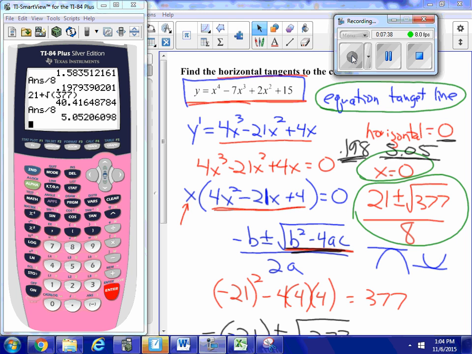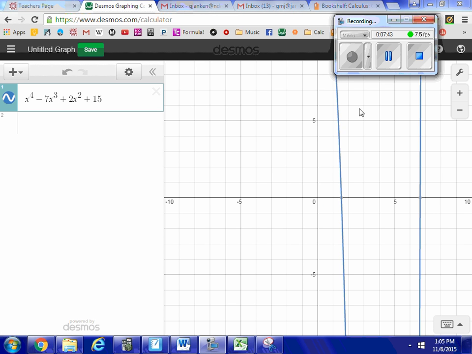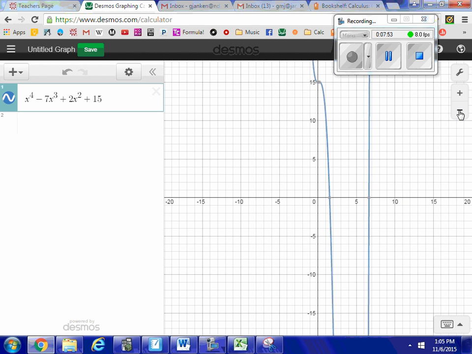Well, I'm going to try graphing this. I'm not going to do it on the TI. I'm going to do it on my Desmos calculator. And when I first plug it in, this is what I get. I get this function right here, but I can't really see very much of it. So I'm going to try zooming out a little bit and see what I can find.